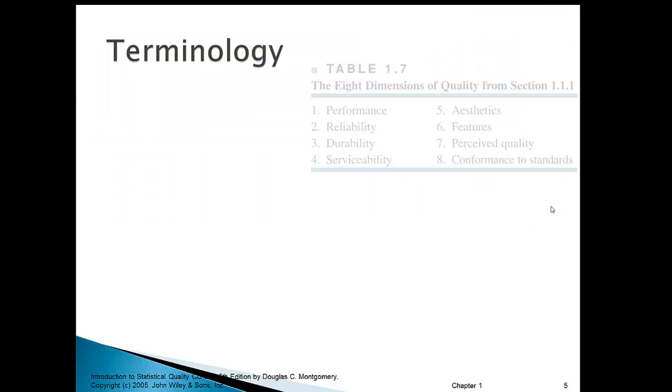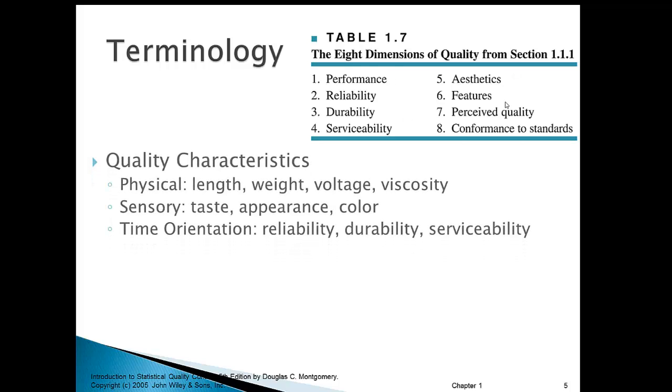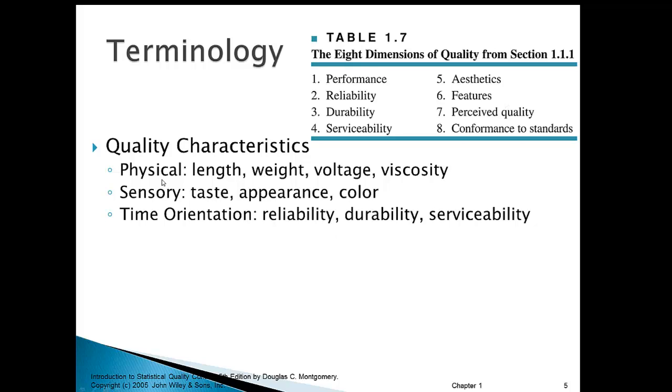Okay, next let's talk about some terminology. You've already read about the 8 dimensions of quality from the text and completed the assignment associated with that, so you're prepared to bring to class the analysis of a product against those. Let's use that as a framework for going over some of the terminology. So we have quality characteristics: physical, sensory, and time-oriented. For example, length. Something we might think about in length is how many miles a tire will go before it fails. I would say that's related to the performance dimension of quality, because it's how well it is going to perform.